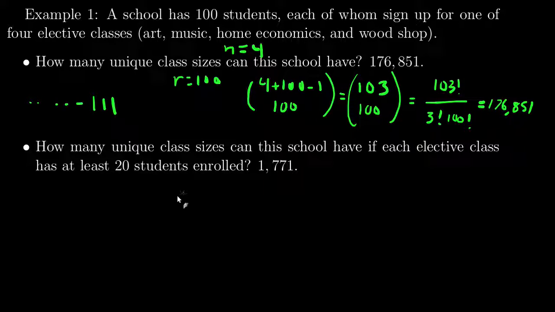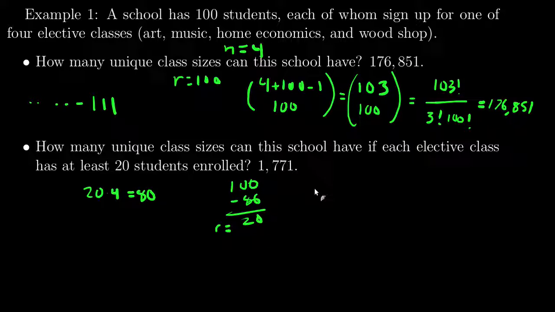Down here, how many unique class sizes can the school have if each elective class has at least 20 students enrolled? The only big difference is that I'm first going to ensure that I have 20 students enrolled in each class, and that's 20 students times 4 classes. 80 students need to be enrolled to begin with, so I will end up with 20 students left over to choose the various classes. So instead of moving all 100 students around, I'm going to move just 20 students around. 20 students are now going to make the choice.